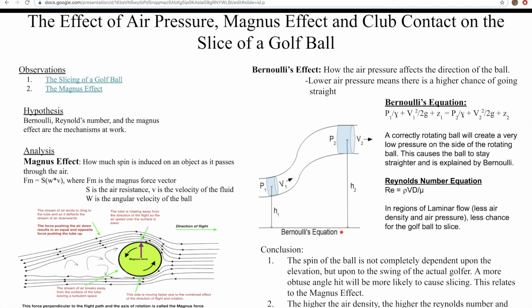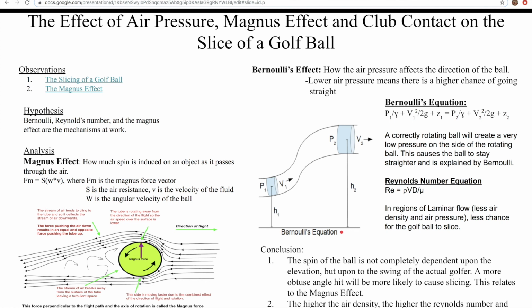At lower pressure, there is less of a chance for the ball to slice based on the correctly rotating ball, as shown through Bernoulli's equation and the Magnus effect. Our third conclusion would be that at lower density, a lower trajectory occurs, and this allows for a lower chance of the ball to slice based on Bernoulli.